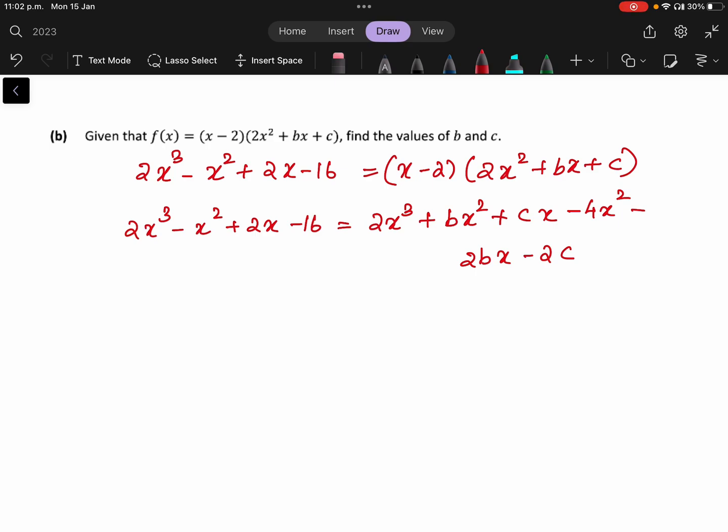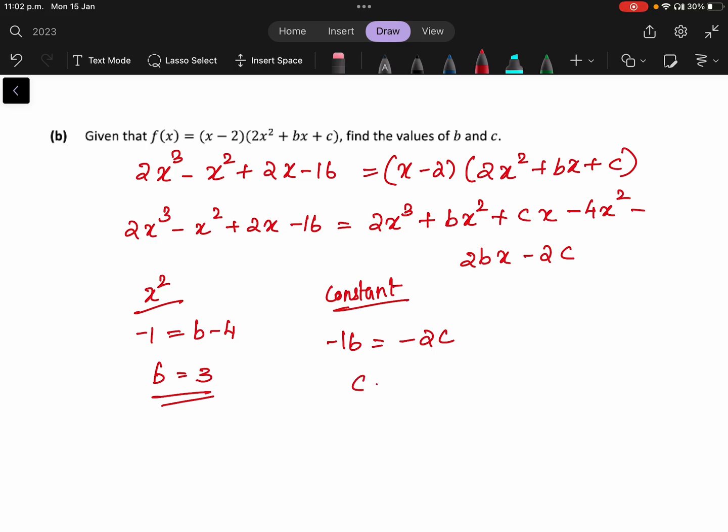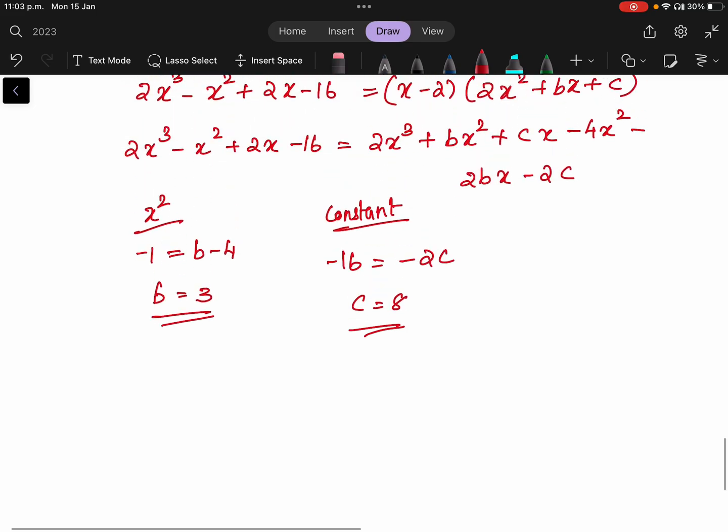Now I can equate the coefficients of x square, which will be minus 1 is equal to b minus 4, so b is equal to 3. And if you equate the constant, I will get minus 16 is equal to minus 2c, because that's the only constant on the right side, so c is equal to 8. Okay, that's it for today.